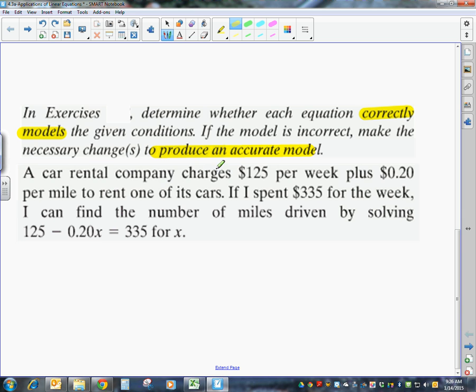The car rental company charges $125. They want to know just for 1 week. So there's my 125 plus 20 cents per mile. Well, does it show 20 cents per mile? No, it doesn't. So this one is not correct. But if I change my subtraction to addition, does that make sense? So that's $125 per week plus 20 cents per mile, and the total amount of money is $335. And that works. So we've corrected the problem.